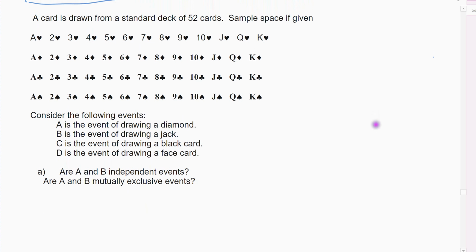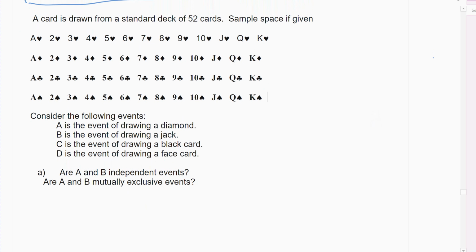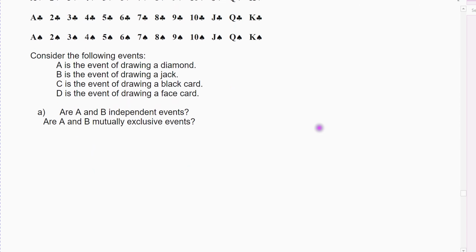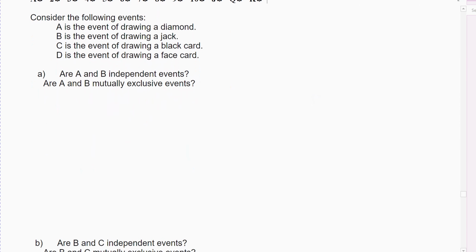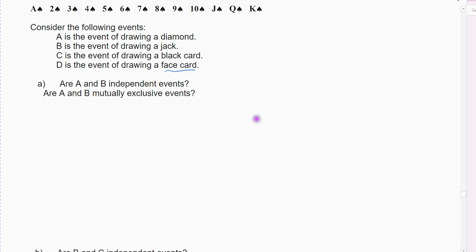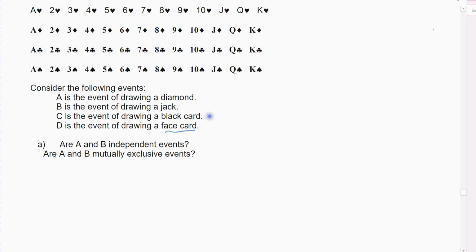We're going to do a basic example, a standard deck of cards, which I've given you, other than it's not colored. Remember, the hearts and diamonds are the red cards, and the clubs and spades are the black cards. So my events: A is the event of drawing a diamond, B is the event of drawing a jack, C is the event of drawing a black card, so a club or a spade, D is the event of drawing a face card. Remember, face cards are the jacks, queens, and kings, so J's, K's, and Q's.